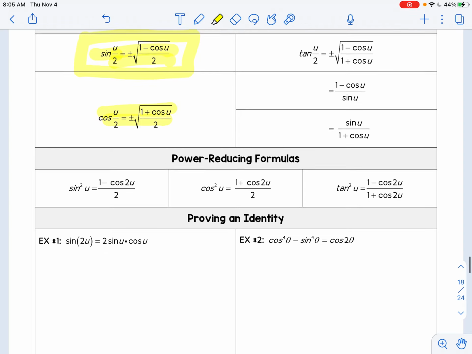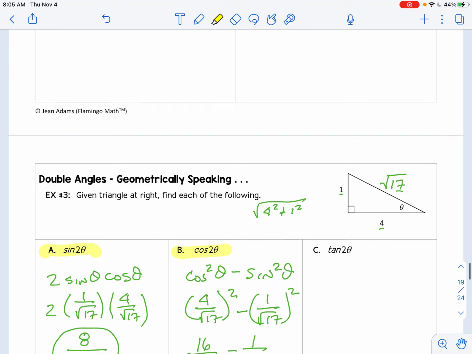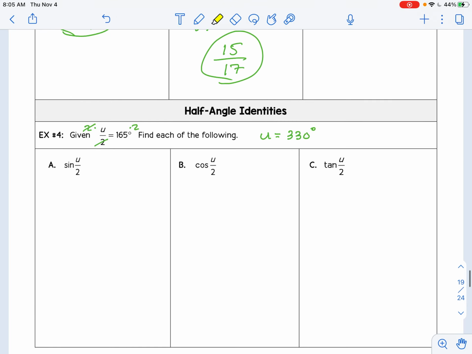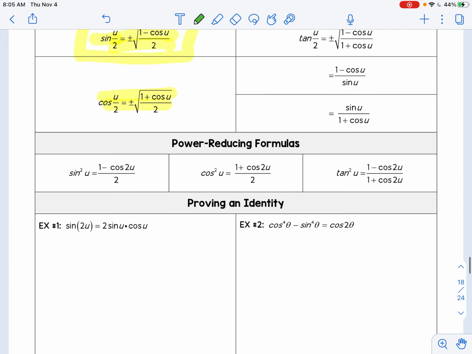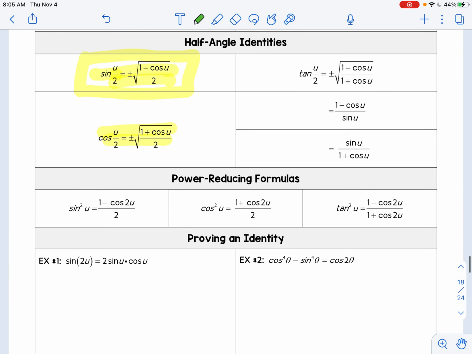Let's see what we got. For that one, sine of u over 2 can be rewritten as the square root, with a half inside. They move the half inside there, and where that half comes from is here.